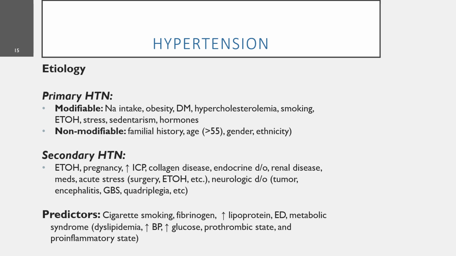Primary hypertension risk factors include modifiable factors such as sodium intake, obesity, diabetes mellitus, hypercholesterolemia, smoking, alcohol consumption, stress, sedentary lifestyle, or hormonal imbalances. Non-modifiable factors include family history, age over 55, gender, and ethnicity.